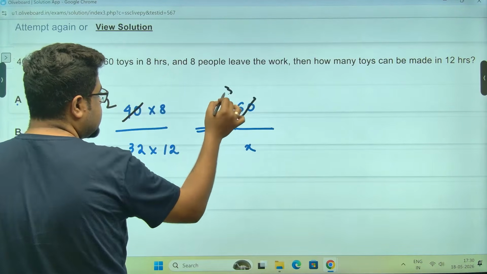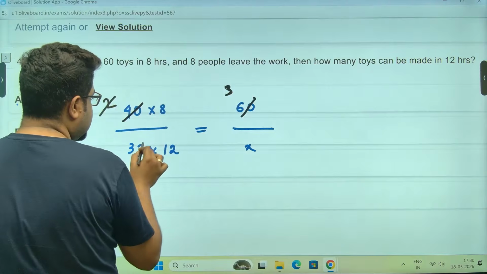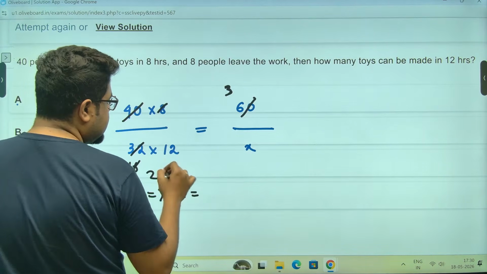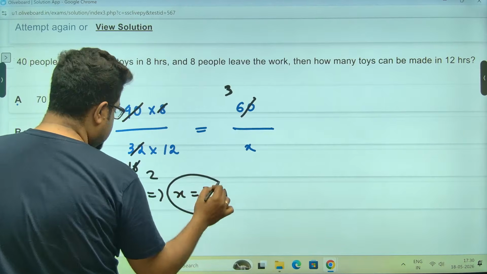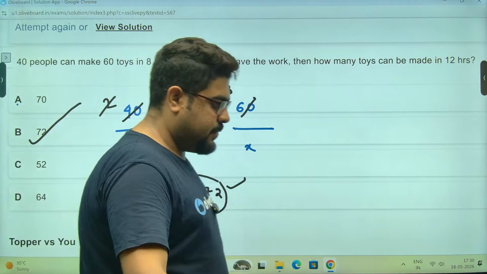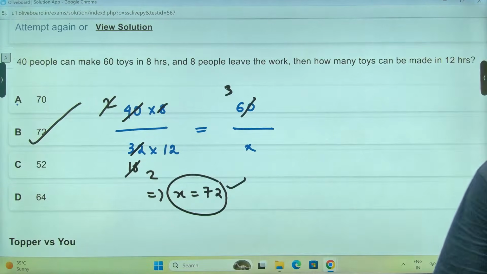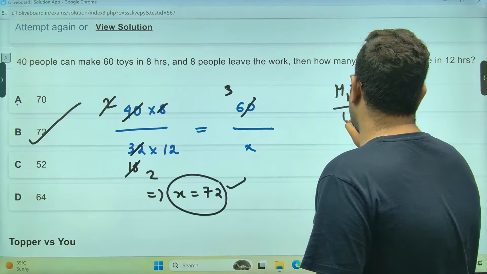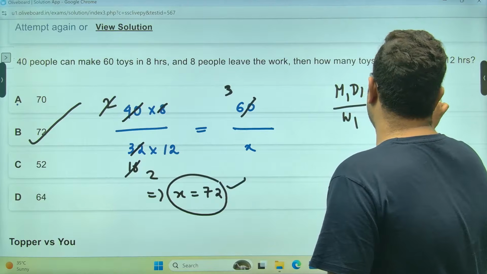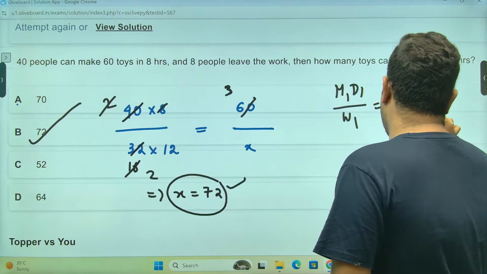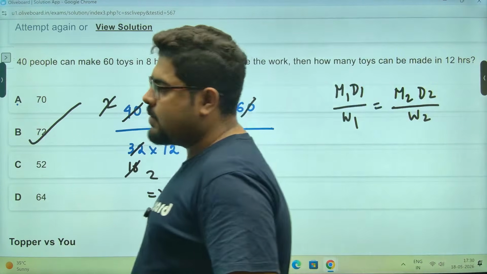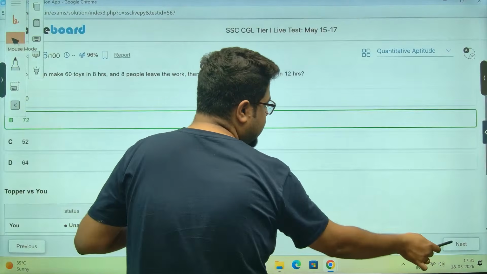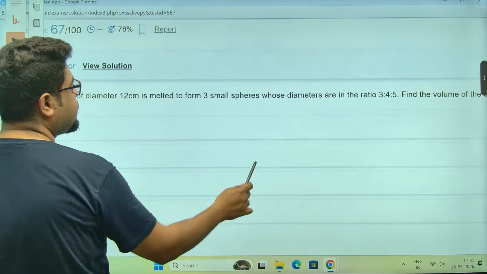42s, 43s, 2 16s, 8 2s. Sir, X is 72, sir. Done and dusted. Option number B. Again, if you want, you can do this using M1 D1 by W1 equals M2 D2 by W2. I don't want that. I have done ratio. Again, whichever you prefer.